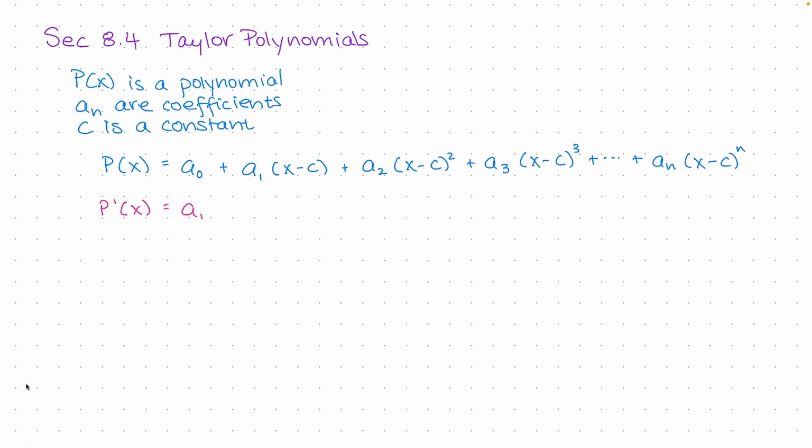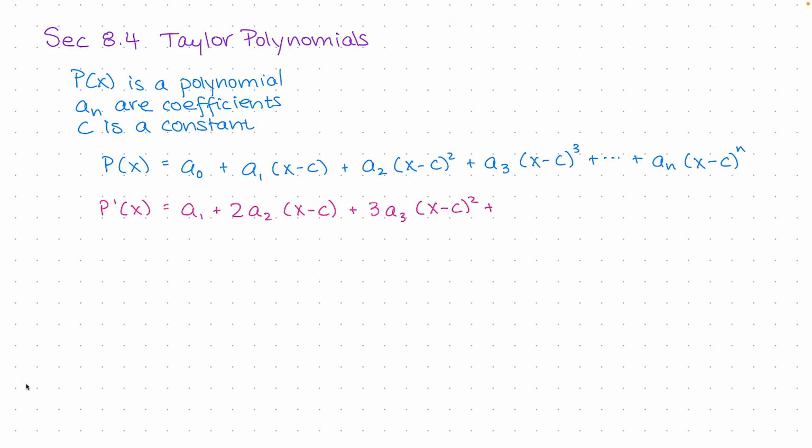The derivative of the next term would be 2 a sub 2 times x minus c to the first power. The next term would be 3 a sub 3 times x minus c squared.